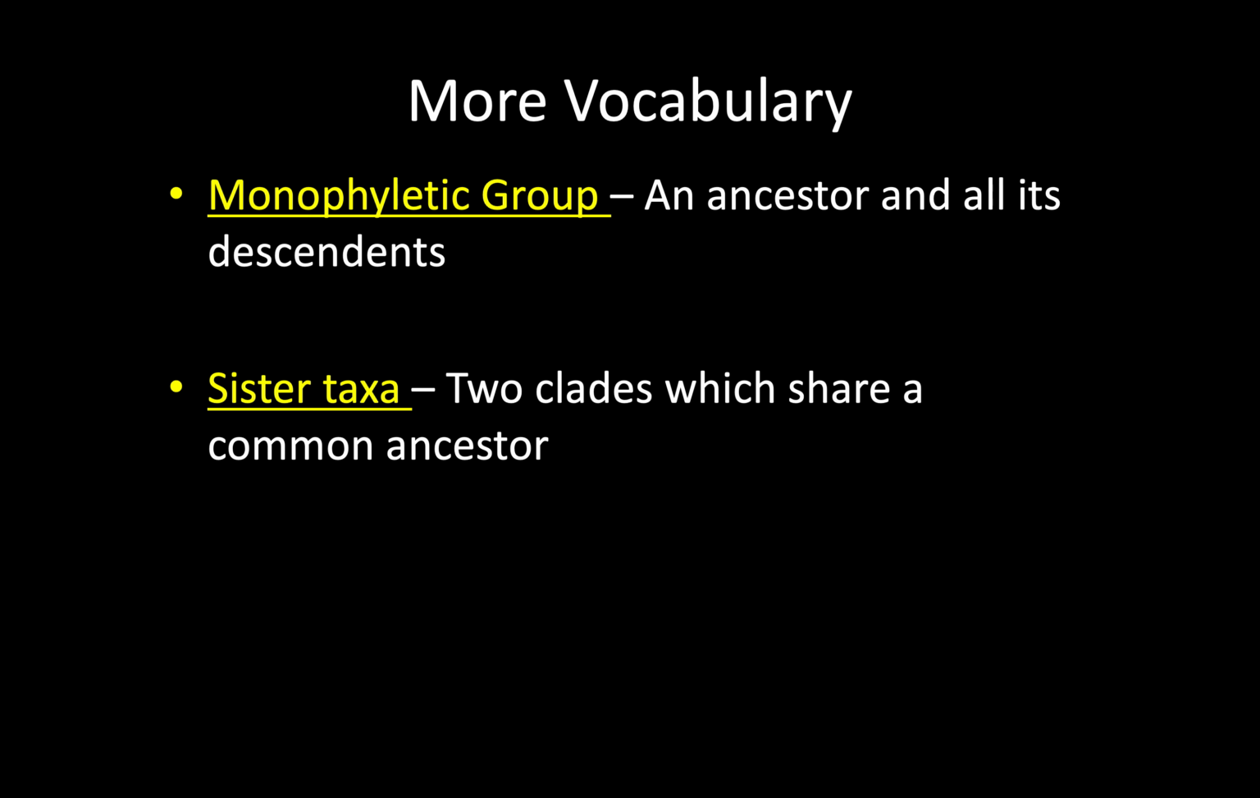For example, your great-grandparents throw a reunion and your entire family shows up. That is a monophyletic group. And then we have a sister taxa. Two clades, or two groups, two taxa, that share a common ancestor. They're the most closely related things.